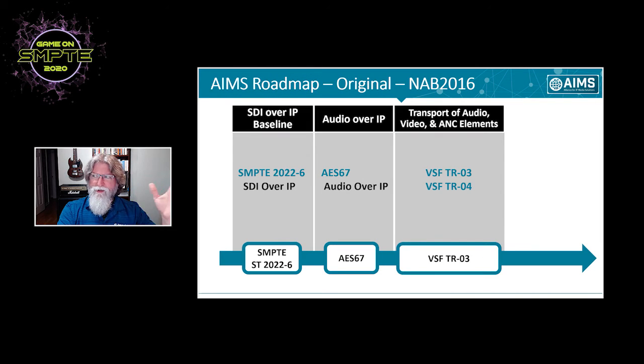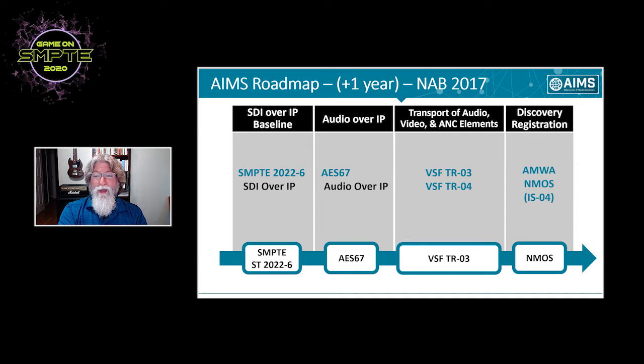So back in 2016, which seems like 1,000 years ago, the original AIMS roadmap was what you see here, which was really 2022-6 SDI over IP. It was widely deployed back then. People built a lot of projects. We augmented it with AES67 audio, and there was this new thing, VSF TR-03 and its companion TR-04, that were about the beginnings of elemental transport, keeping the essences separate in the network. And so the original AIMS roadmap was built around 2022-6 with an eye toward a migration into TR-03 and TR-04.